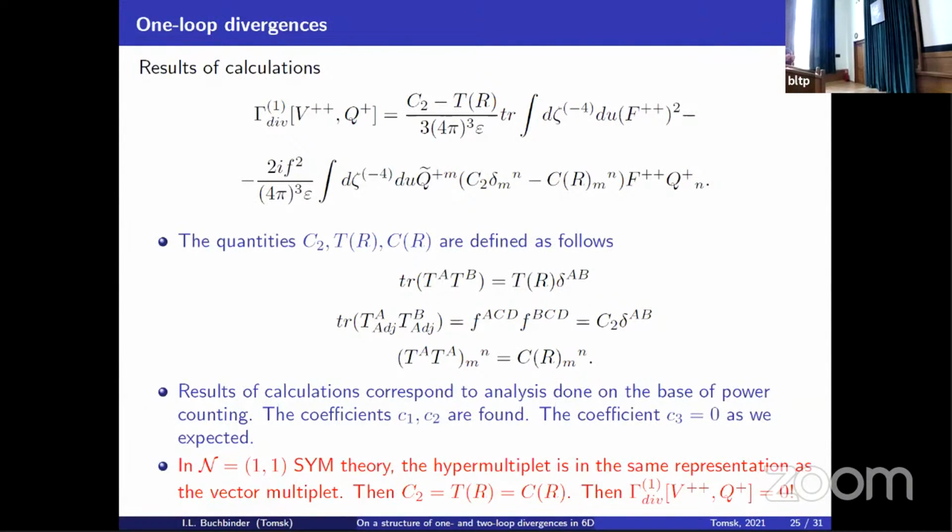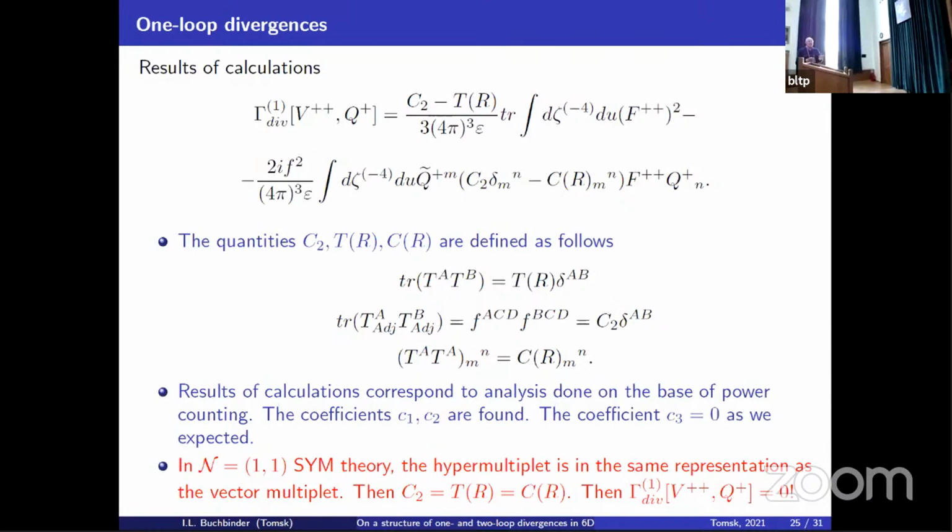So the result is given in terms of some Casimir operators, C2, T, TMN, CMN. It is for a general 1,0 gauge theory. But in N equal 1,1 theory, all fields are taken in the same representation. Then all these terms equal 0. All the terms equal 0. And we obtain that the one-loop divergence is completely absent. The theory is one-loop finite.